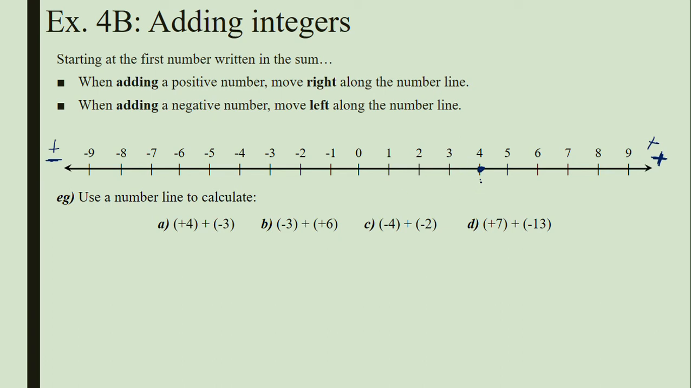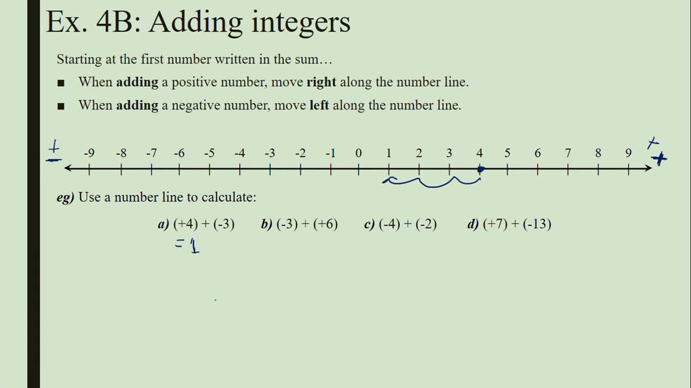So positive 4 plus negative 3, we're going 1, 2, 3. So positive 4 plus negative 3 is just 1. You might notice that that's the same as saying 4 take 3. Ooh, there's a little tip for you. We'll come up against that early next week.